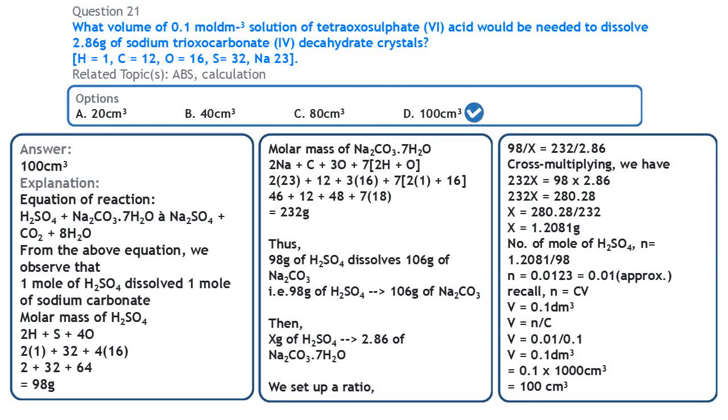0.1 dm³. When you look at the answers that we have here, they are in cm³, which means you have to convert from dm³ to cm³. To do that, 1 dm³ is 1000 cm³. So that means you have to multiply this by 1000 cm³. 0.1 times 1000 cm³ will give 100 cm³. That is the volume of the acid that is used in this reaction.